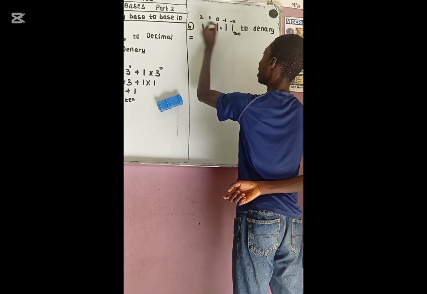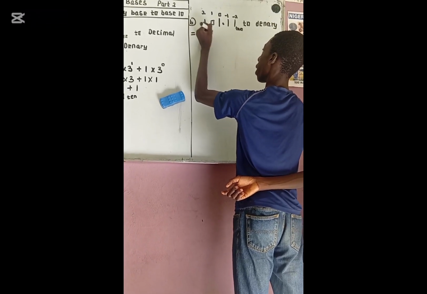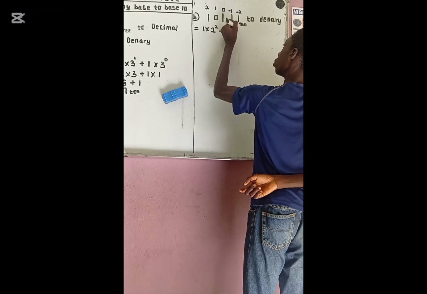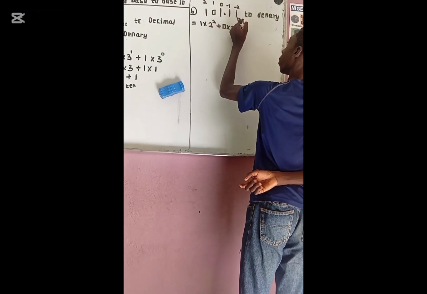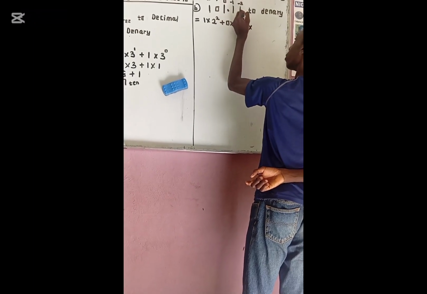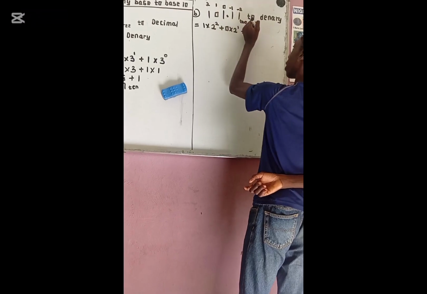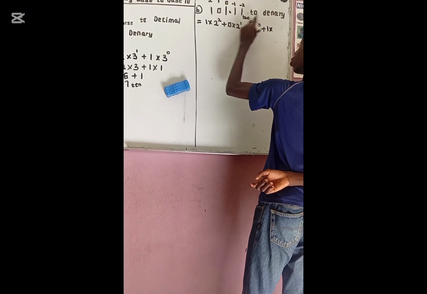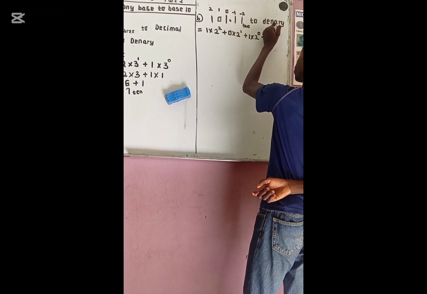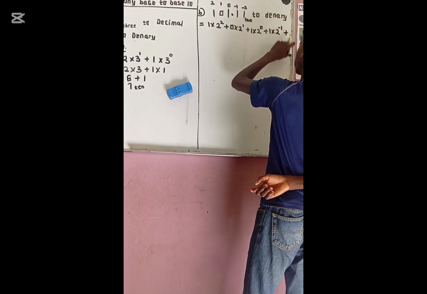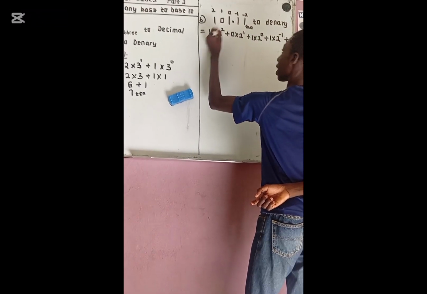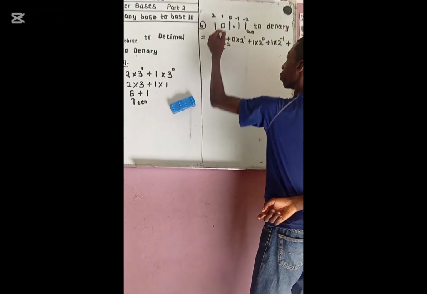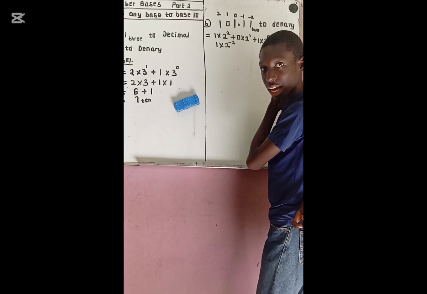So we'll say 1 times 2 raised to power 2, plus 0 times 2 raised to power 1, plus 1 times 2 raised to power 0, plus 1 times 2 raised to power negative 1, plus 1 times 2 raised to power negative 2. This is how we do it. If you want, you can put it in brackets for easier understanding.